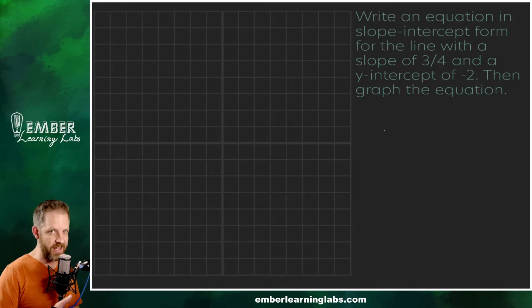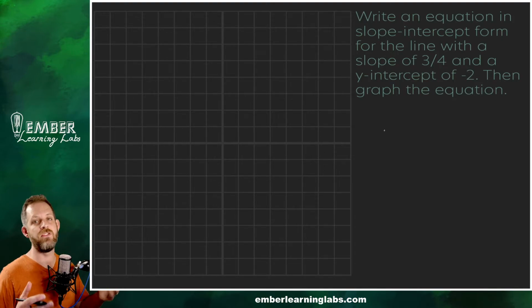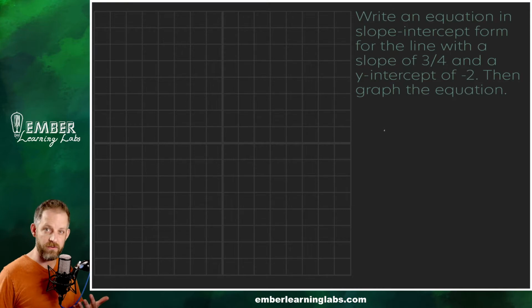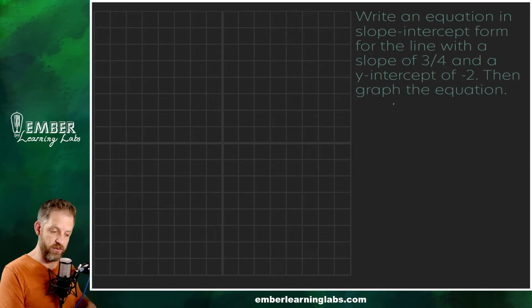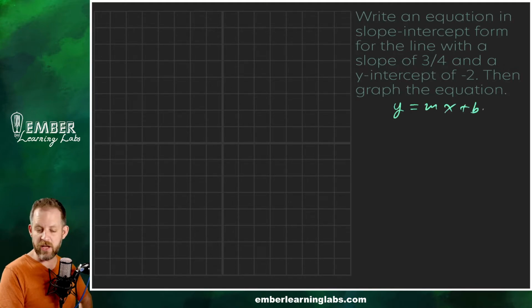This one is actually really quite straightforward because it gives us the slope and it gives us the y-intercept. In our next lesson, we're going to talk about how to, if they don't give us those two things, solve for them and then get it in slope-intercept form. But for this one, they just kind of hand it to us. So as a reminder, slope-intercept form is y equals mx plus b. M is the slope, b is the y-intercept. So we're just going to plug in these numbers.